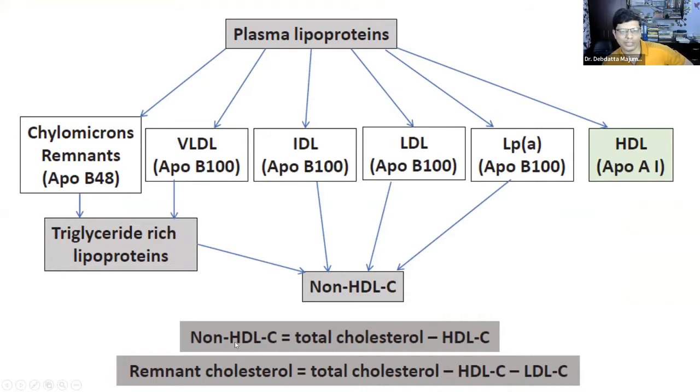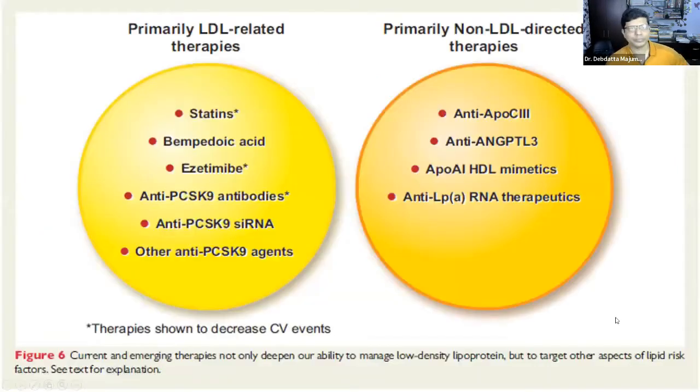So non-HDL cholesterol, which is a secondary or co-primary target, is total cholesterol minus HDL cholesterol, which is also a very important and emerging target for prevention of ASCVD. And there's also a concept of remnant cholesterol, may not be very new, which is total cholesterol minus HDL minus LDL cholesterol, which would include these VLDL, IDL remnant molecules, which are the remnant cholesterols.